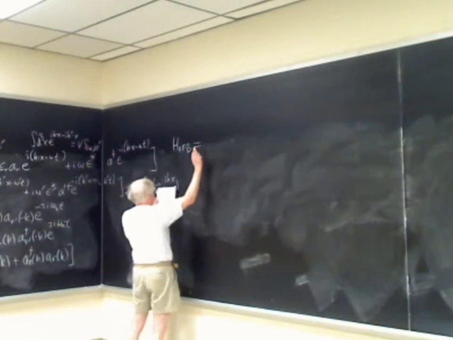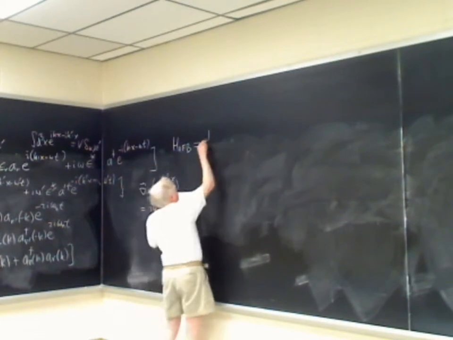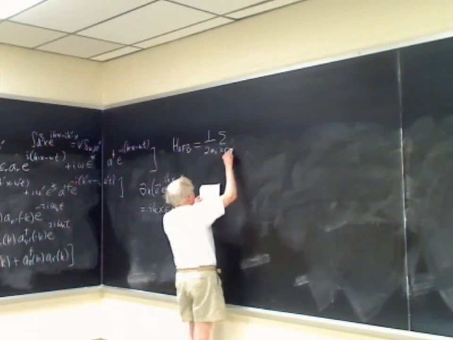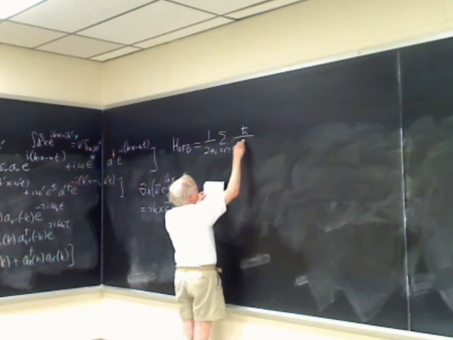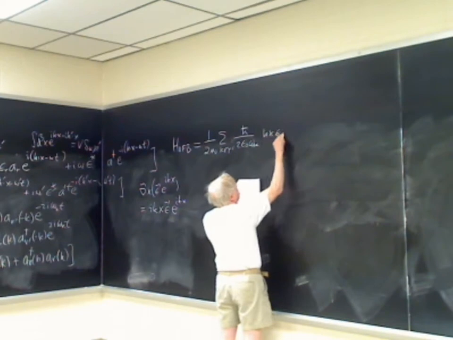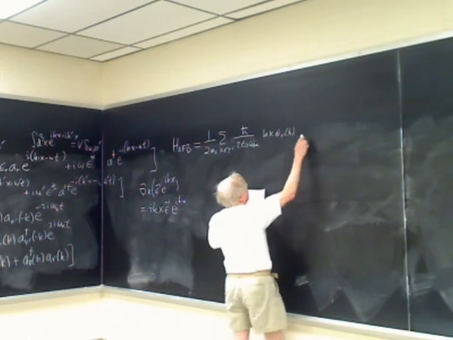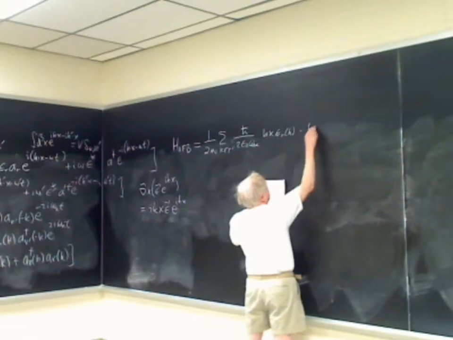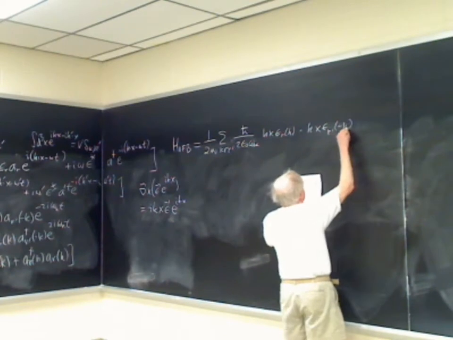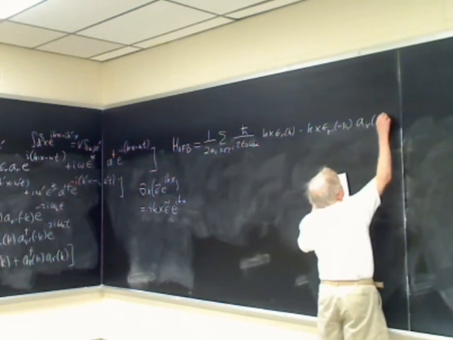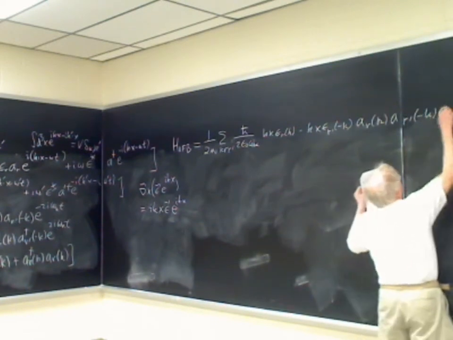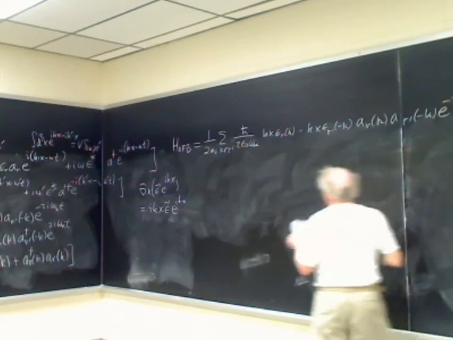And so that's going to give us H₀ magnetic, which is 1 over 2μ₀ sum on k, r and r', h bar over 2 ε₀ ω_k. Now we have k cross ε_r(k). That's the vector, and that has to be dotted into k cross ε_r'(−k). And this is an a_r(k), a_r'(−k), e^{−2iωt}. So that's one term.